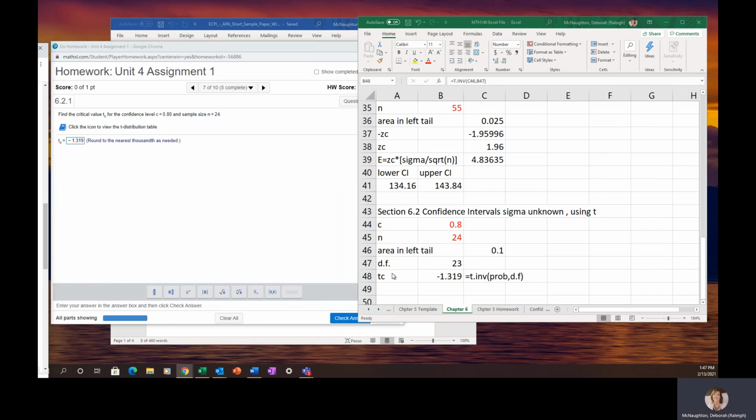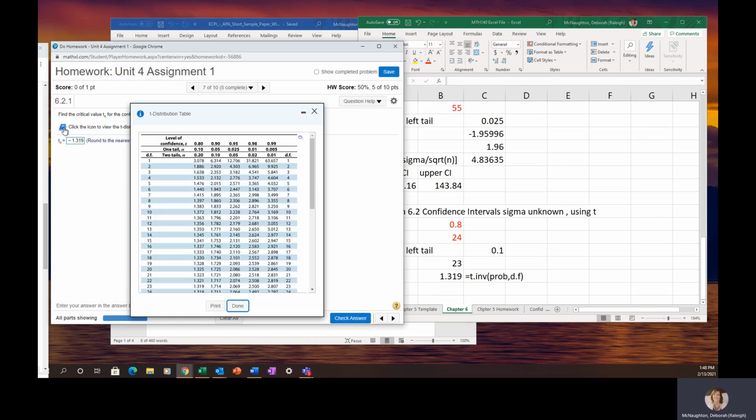Oh, and I want it positive. Forgot that part. So we always want to report this as positive, so we can use the absolute value of this, ABS, the absolute value. Okay, and then I can also look it up in this table. Okay, it does the same thing.